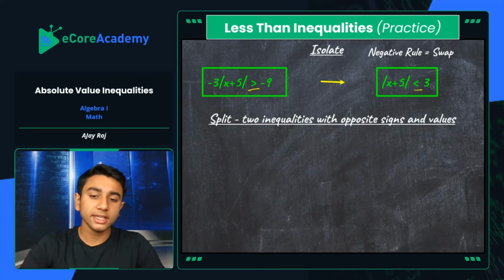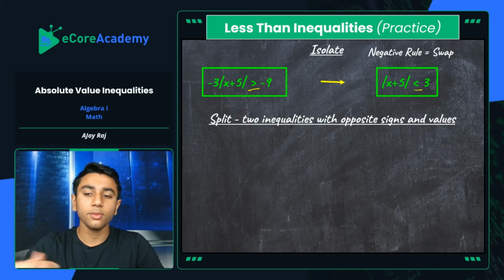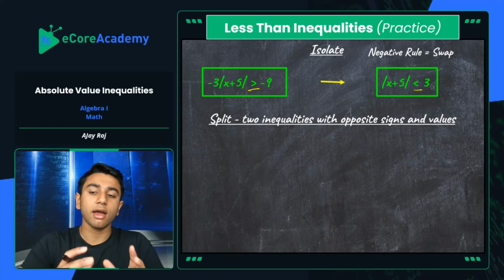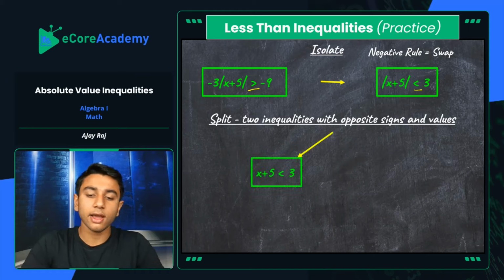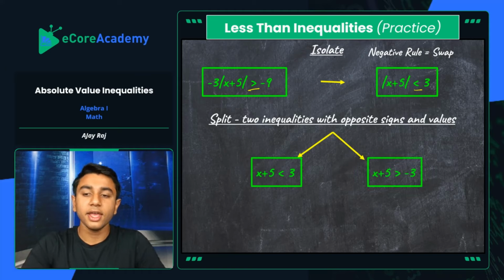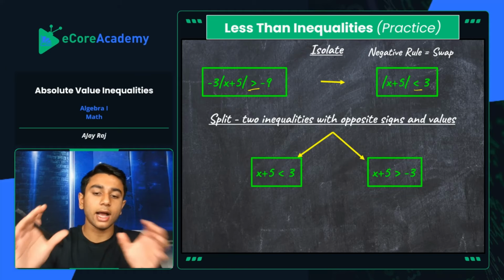Then we're going to go on to our second step, which is you're going to split the two inequalities with opposite signs and opposite values. So we're going to take the original inequality here, x plus 5 is less than 3, and then we're going to take its opposite, which is x plus 5 is greater than -3, because we flip both the sign and the value itself. So our first equation here is going to be x plus 5 is less than 3. And our second equation is going to be x plus 5 is greater than -3, because we took direct opposites of each other.